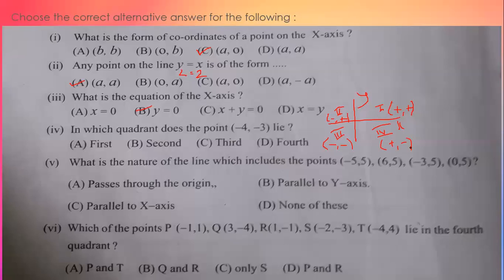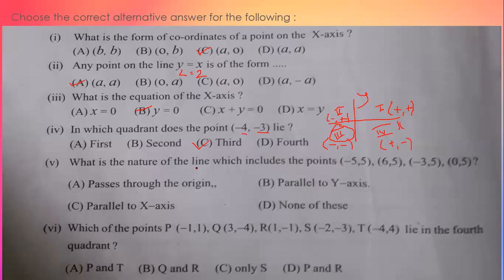So the x coordinate of the fourth quadrant is positive and the y coordinate is negative. Here the numbers given are -4 and -3. In which quadrant does the point -4, -3 lie? The first number, the x coordinate, is negative, and the second, the y coordinate, is also negative. If you see carefully, where both the coordinates are negative, it is in the third quadrant, right? So the answer for this is the third quadrant.